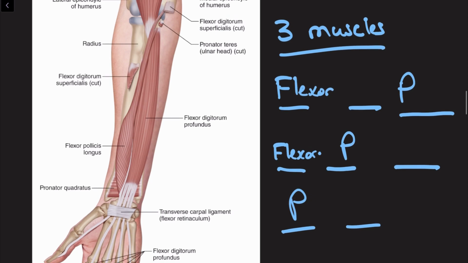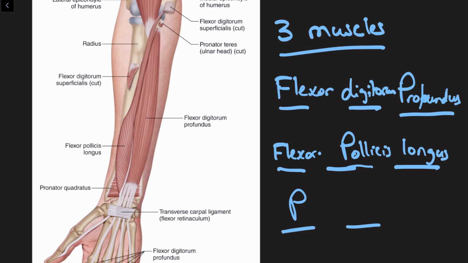Okay, so the first one is flexor digitorum profundus. The next one is flexor pollicis longus. The last one is pronator quadratus.